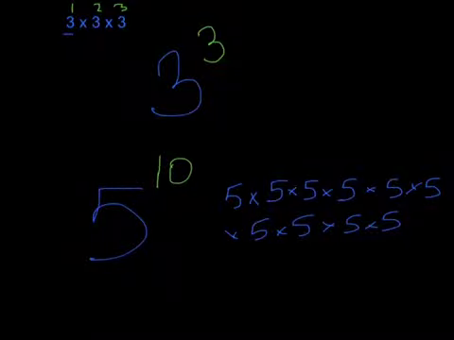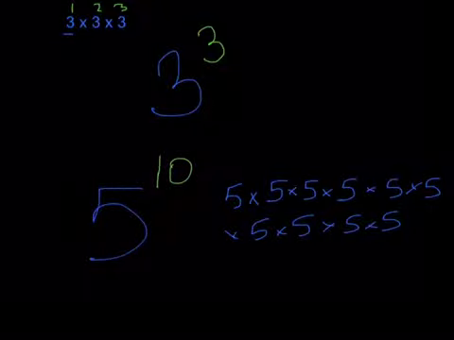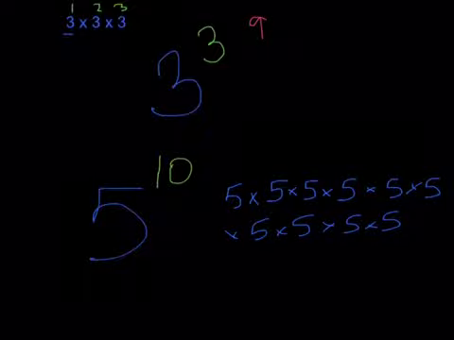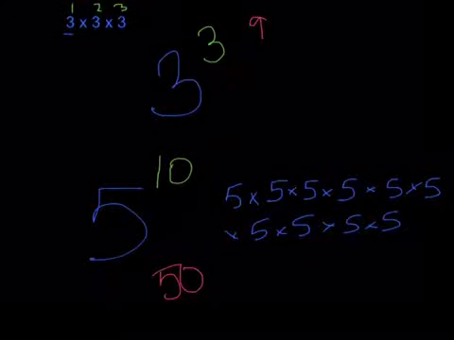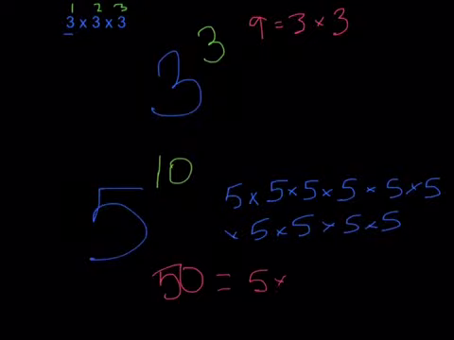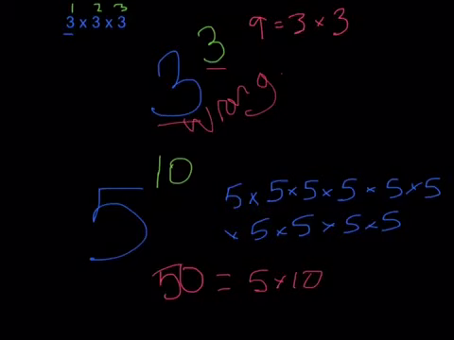But Mr. Atkinson? Yes, student with a problem. When I multiplied 3 to the power of 3, I got the answer 9. And 5 to the power of 10, I got the answer 50. Well, student with a problem, this is your problem. You are multiplying 3 times 3 to get 9, and for 50, you're multiplying 5 times 10. You're multiplying the base by the exponent, which is wrong. This number represents the number of times you're multiplying your base, so 1, 2, 3 times.